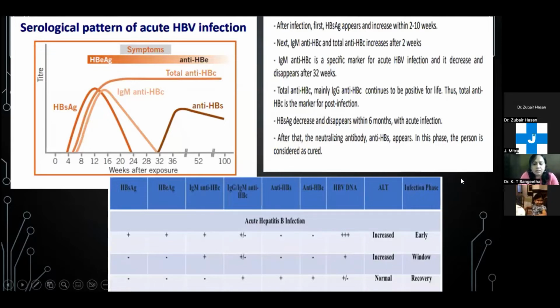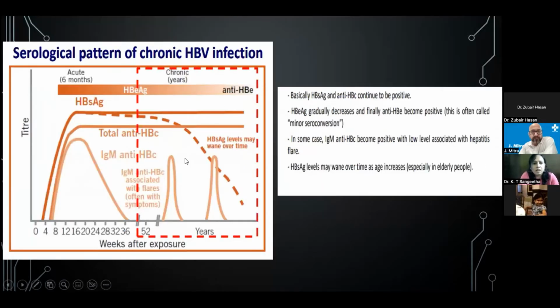After discussing the acute infection, now let's go into the chronic infection phase. Here you can see the acute infection progressing towards chronic. The basic definition of a chronic infection is that if the hepatitis B surface antigen persists beyond 6 months, the infection is said to be going into chronic. So here, obviously, you can see the HBsAg. Basically, the HBsAg and the total anti-HBc continue to remain positive.